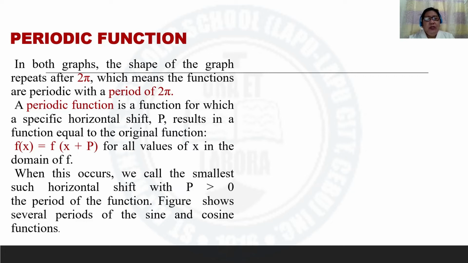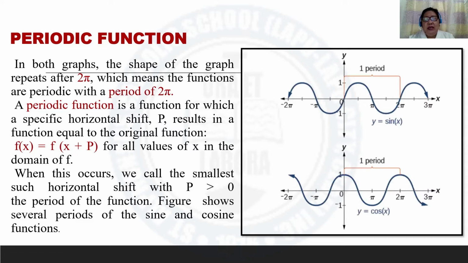The figure shows several periods of the sine and cosine functions. So here we have the sine function. From here until here, that's equivalent to 1 period. From here until here, that's another period. For cosine function, from here to here, it's 1 period. And then if you're going to extend from 2 pi to 4 pi, that's another period. So the period is 2 pi.